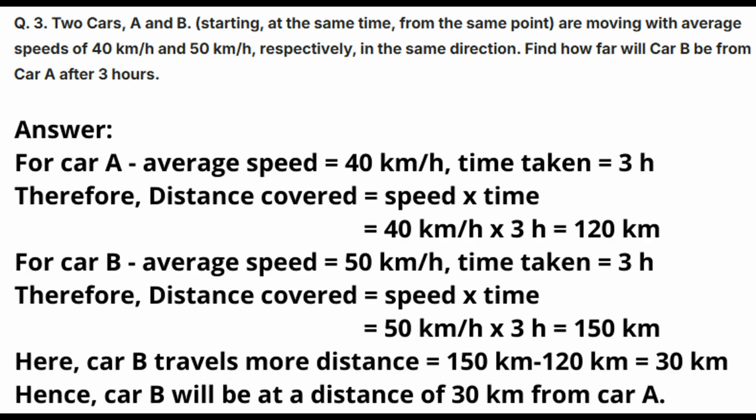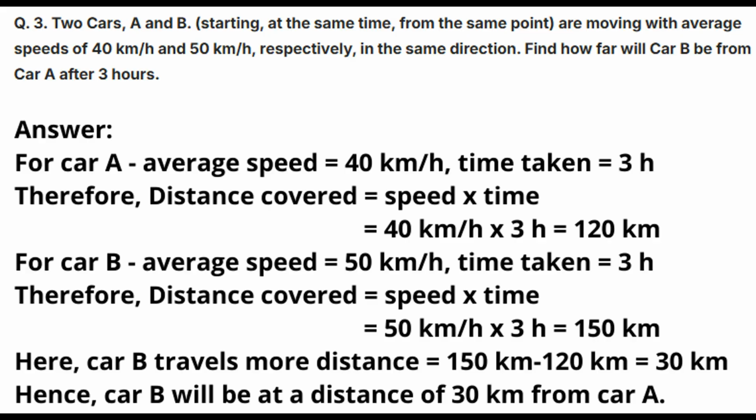Question 3. Two cars A and B starting at the same time from the same point are moving with average speeds of 40 kilometers per hour and 50 kilometers per hour respectively, in the same direction. Find how far car B will be from car A after 3 hours. Answer. For car A, average speed is equal to 40 km per hour. Time taken is equal to 3 hours. Therefore, distance covered is equal to speed into time, which is 40 kilometers per hour into 3 hours.